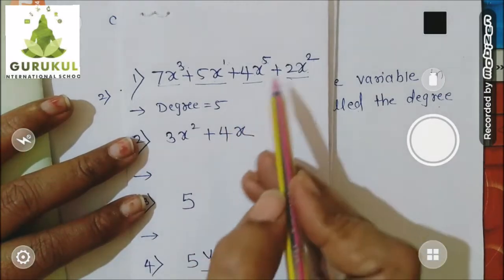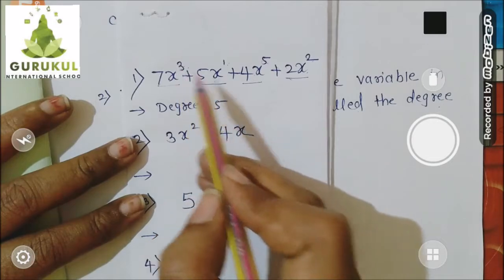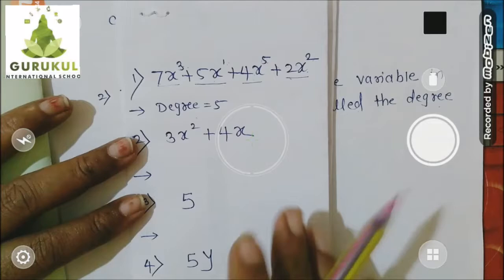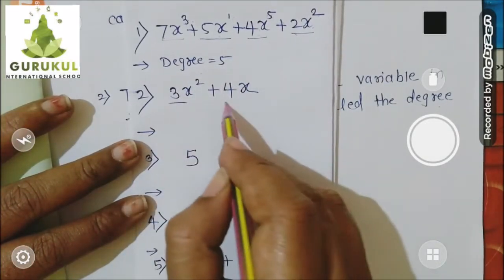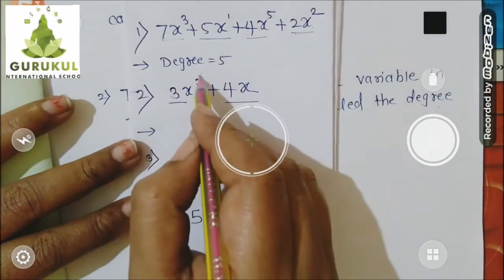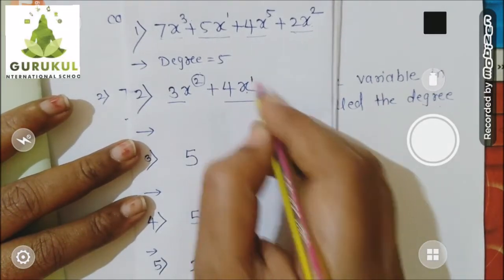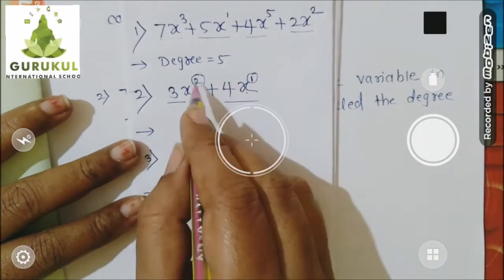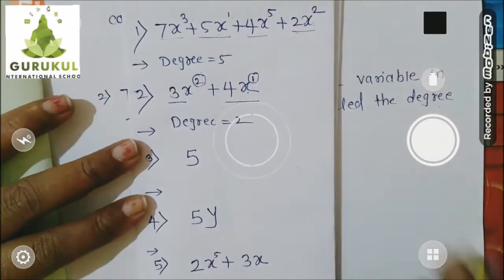So what is degree? The highest index is the degree. Okay. Compare the indices in all terms and whichever is the highest index, that is the degree of the polynomial. Now let's go for the second example. There are only 2 terms. Now in the first term what is the index? 2. And in the second term what is the index? No index is written for the variable, meaning it is considered as 1. So now compare 2 and 1. Which is the highest one? 2. So the degree of this polynomial is 2.